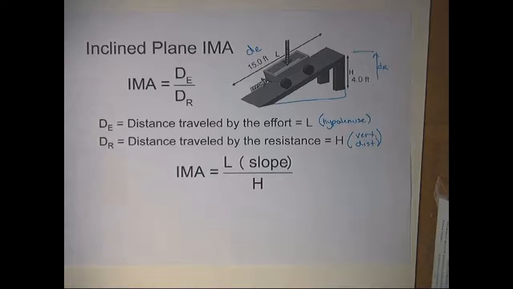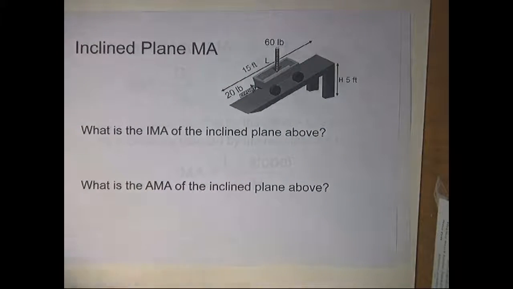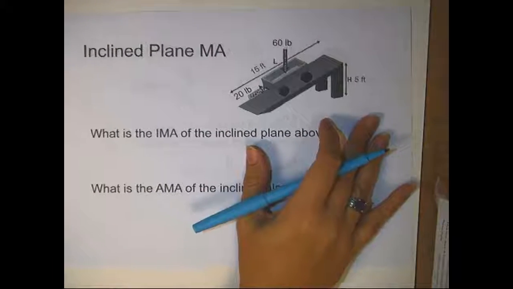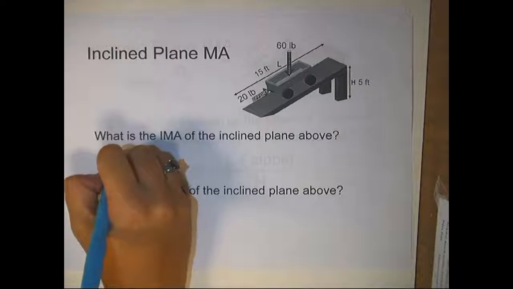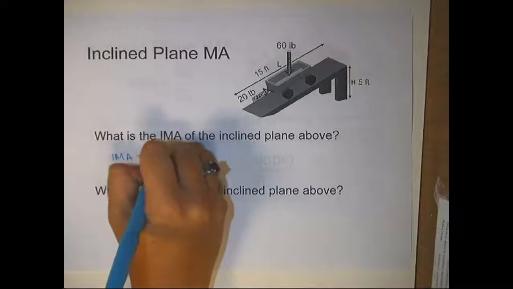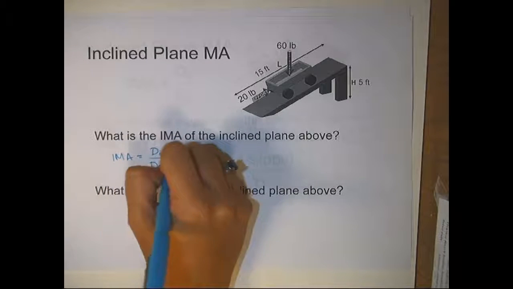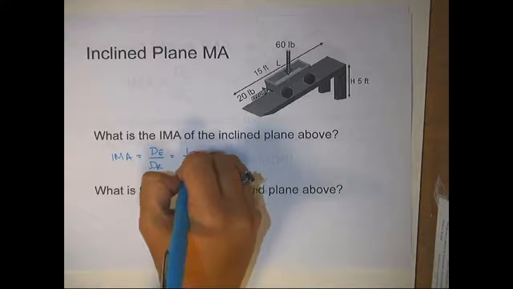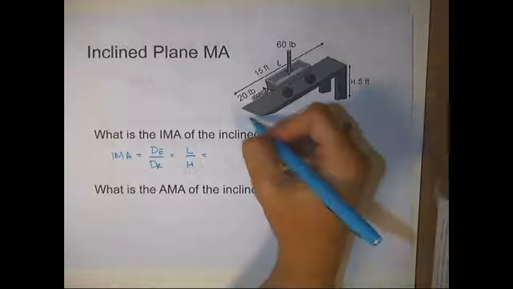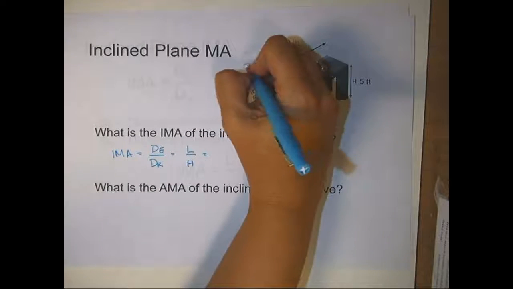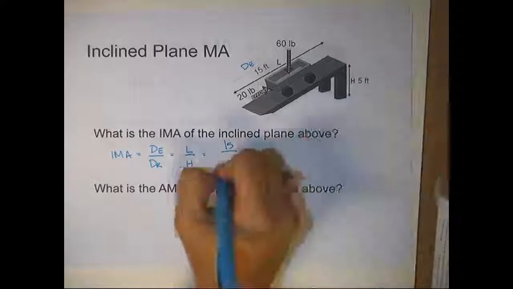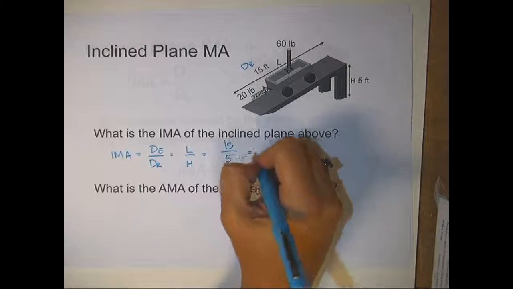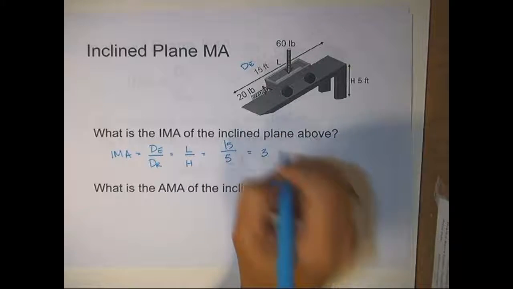So our first problem in our notes is this one right here. Same picture. What is the IMA? Well, here's my two numbers there. IMA, you can think of dE over dr, which is how I think of it. Or you can use L over H like they're suggesting in your book. But either way, this is my dE here, which is 15. And this is my dr here, which is the 5. Giving us an IMA of 3.